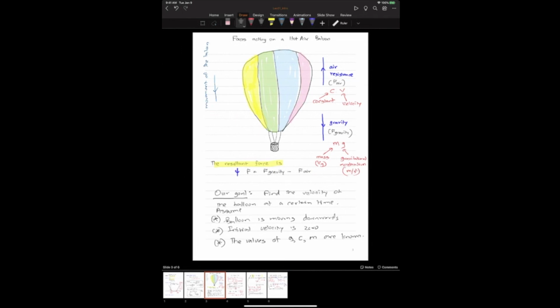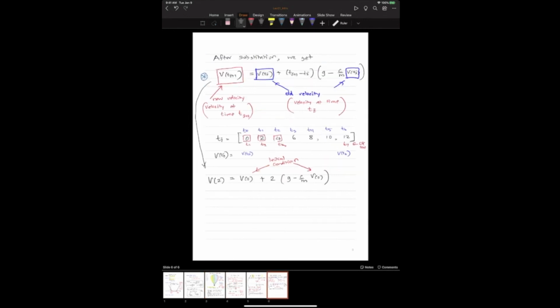No, G is the gravitational acceleration. Roughly it is 9.8. C is the friction constant. If this balloon moves down fast, you can intuitively see that if the balloon goes at a high speed, the air resistance will be high. It is proportional to the speed. That's why it is C times velocity. If the velocity is small, it will be small as well. Okay, so if you know G, C, and M, then you can compute the velocity at time 2.